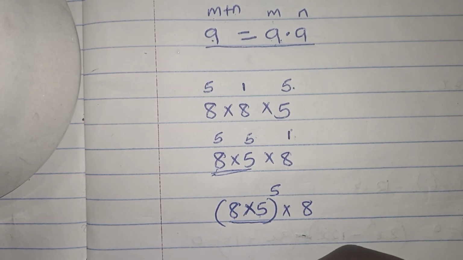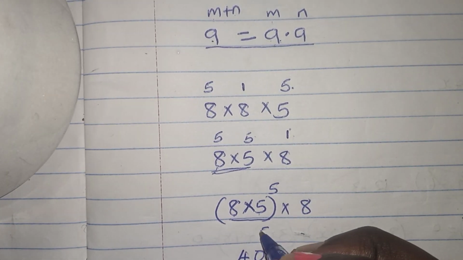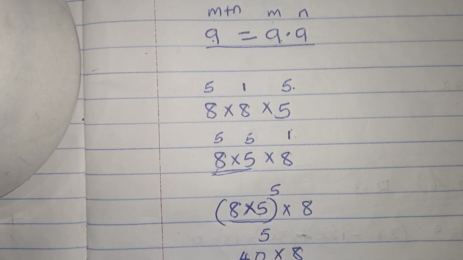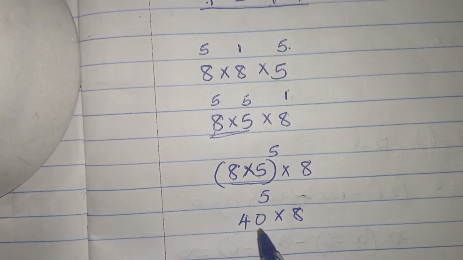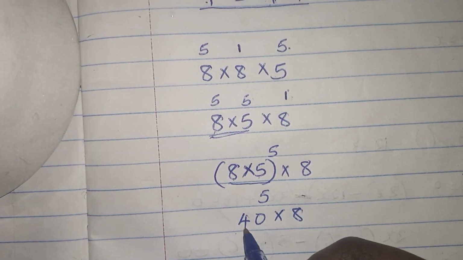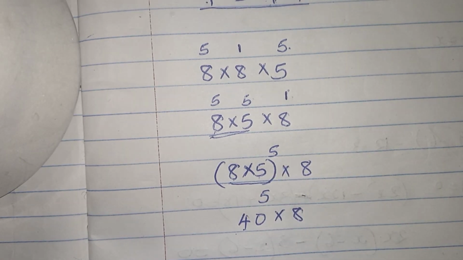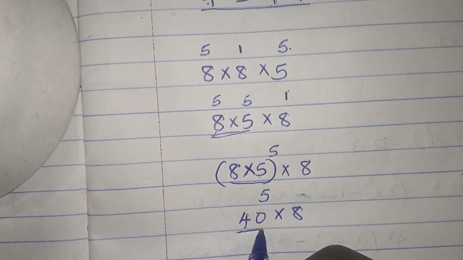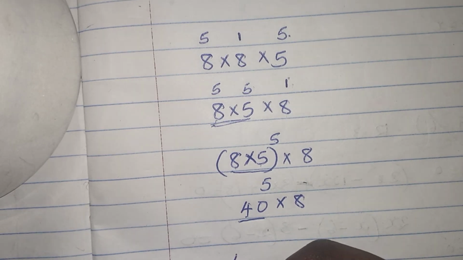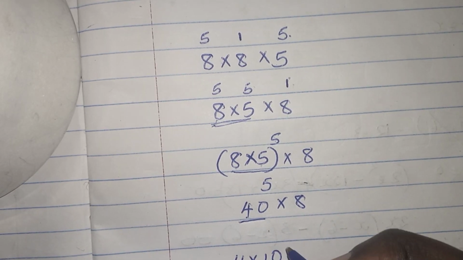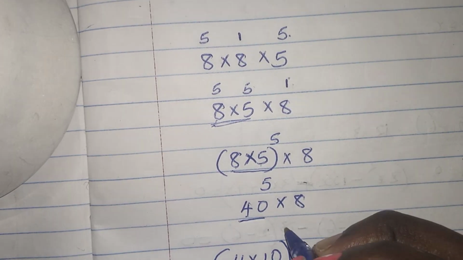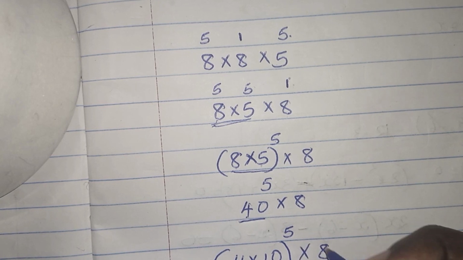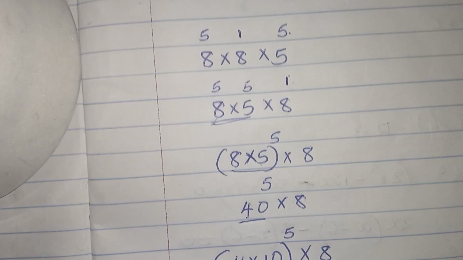Any number to the power of 1 is just that number. 8 times 5 is 40, so we have 40 to the power of 5 times 8. This 40 here, because it has a 0, I can write it as 4 times 10, all to the power of 5, times 8. Right?